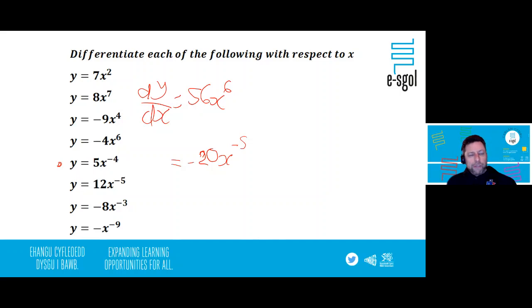Why don't you have a think yourself with this next one, y equals 12x to the minus 5, before I tell you the answer. Okay, that answer would be, dy/dx should be in the front, minus 60x to the minus 5, down from minus 5 is minus 6.